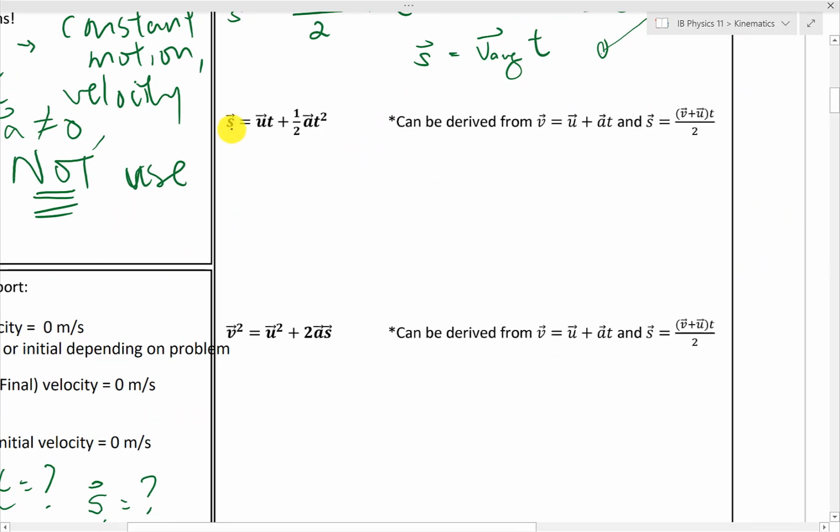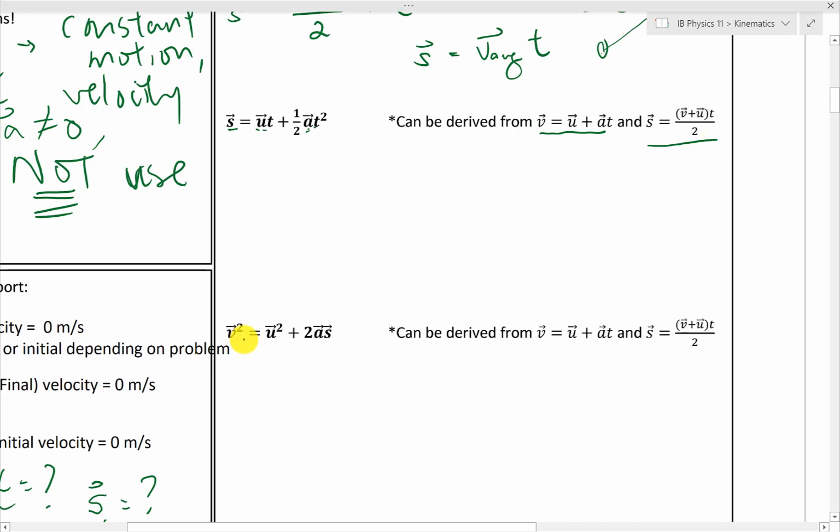common theme. We have displacement, initial velocity, time. Now we start to see acceleration, and here you have a time squared. So sometimes you might use this one. And this, if you're curious, is in fact derived from the first two equations that we just talked about. Same thing with the last equation here.